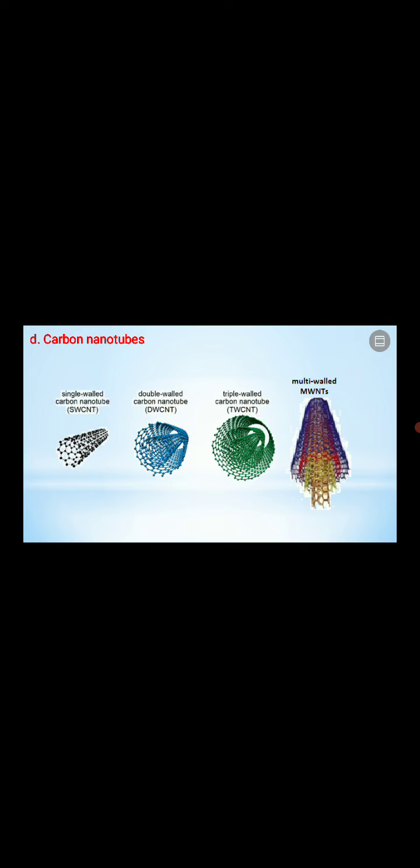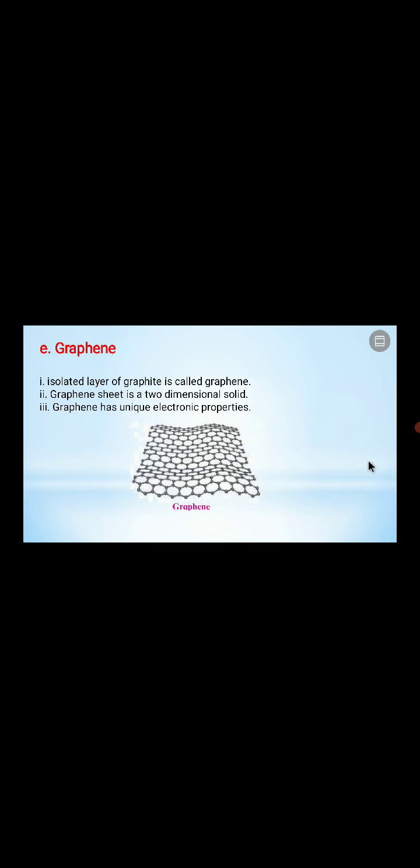Carbon nanotubes are robust. They can be bent and when released spring back to the original shape. They have high electrical and heat conductivity and a high strength to weight ratio. Researchers at NASA are combining carbon nanotubes with other materials which can be used to build lightweight spacecraft. And the last point, that is graphene. Students, an isolated layer of graphite is called graphene. Graphene sheet is a two-dimensional solid. Graphene has unique electronic properties.